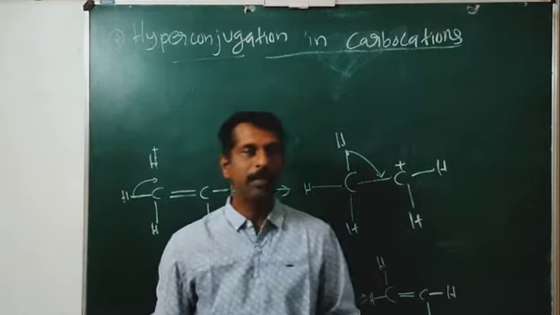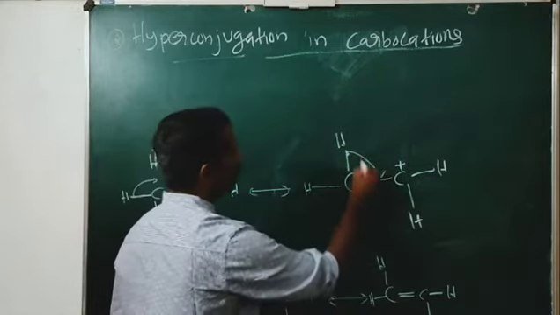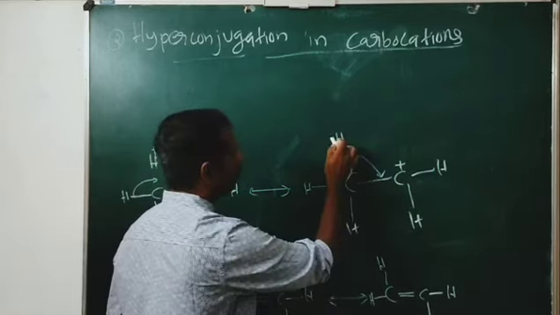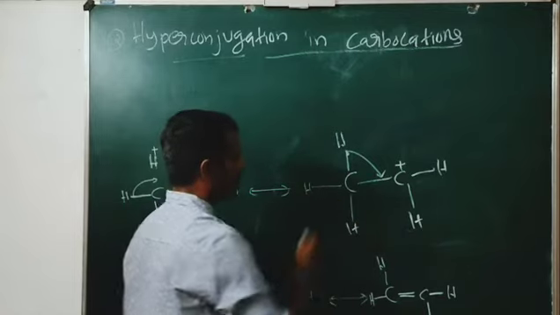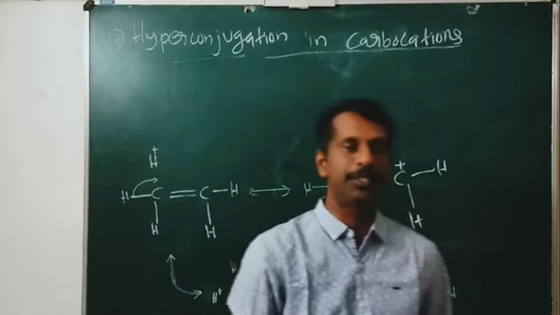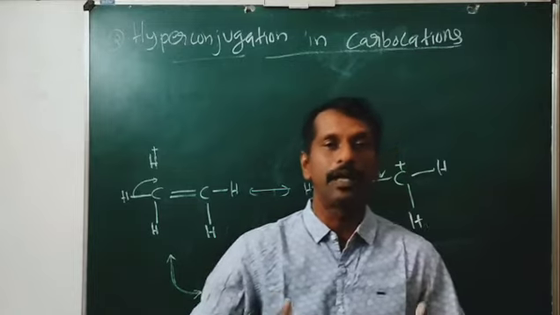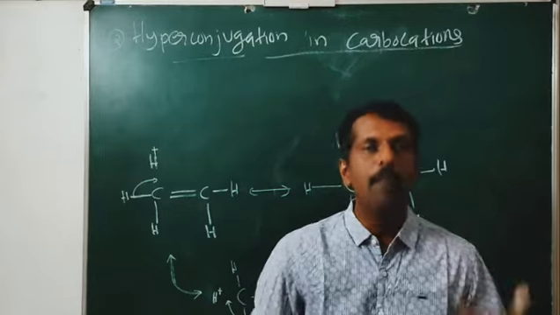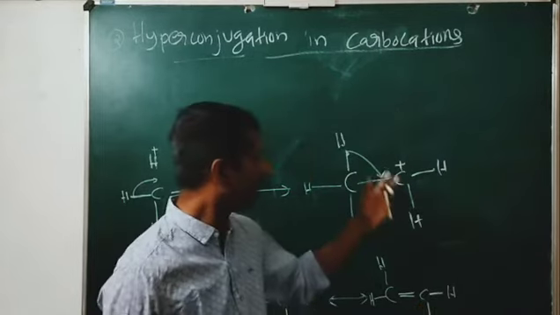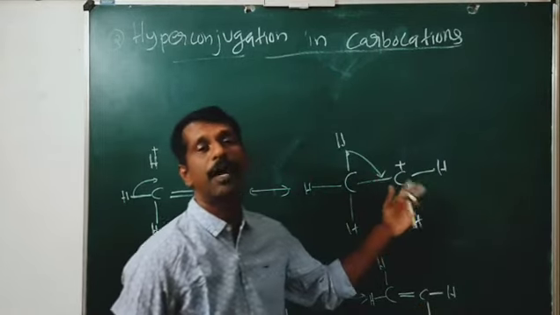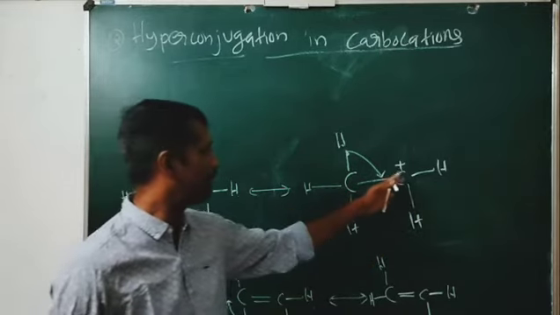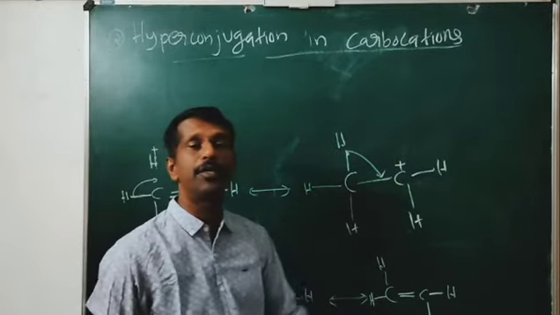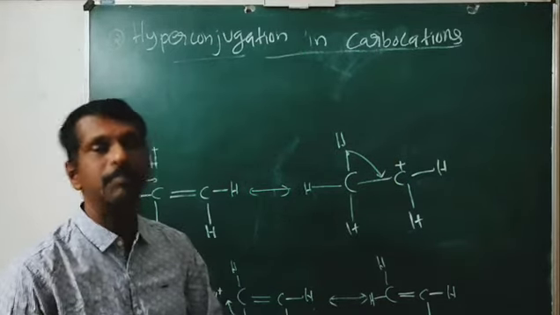Again the same thing, the more the number of alpha hydrogen atoms. This is the C plus, the attached carbon is the alpha carbon. Both these hydrogen atoms are alpha hydrogen atoms. The more the number of alpha hydrogens, the more canonical forms are possible. The more the number of canonical forms, the more the stability. That is the way we can explain the stability of carbocation, because by hyperconjugation the carbocation is stabilized. By hyperconjugation the positive charge is reduced or removed, then it becomes stable.